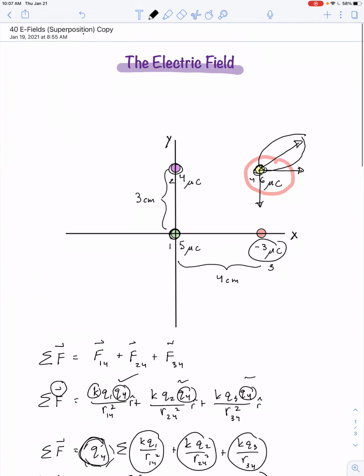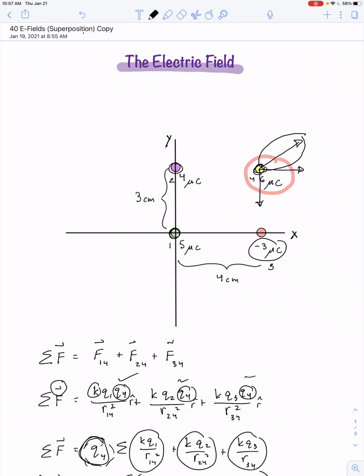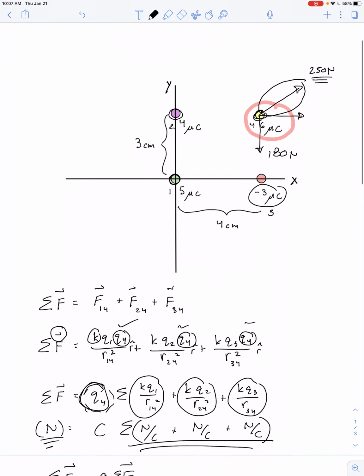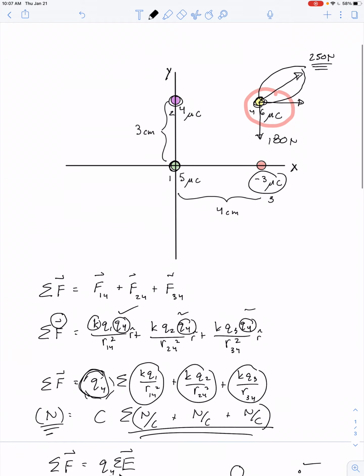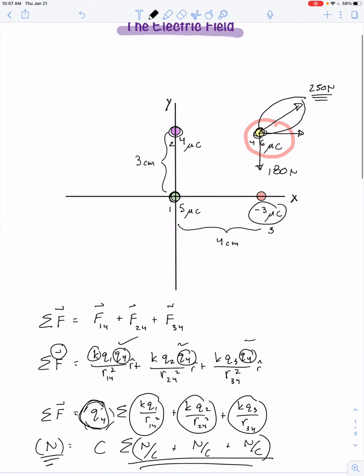Now the value of it, if you recall, you might need to review the previous video lesson, but I think we found that this force was somewhere around 250 newtons. If I remember right, this was like 180 newtons, and this was, anyway, that's beyond the point. Let's say I changed my mind and decided I don't want to find the force on a 6 microcoulomb charge sitting in this position. I had my numbers wrong. This was supposed to be a 7 microcoulomb charge.